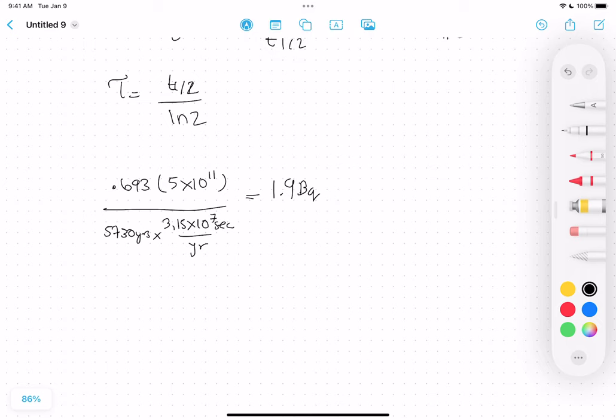Hold up, man. I want to see if there's a way around having to calculate this in seconds. Nah, I don't think so. You definitely have to convert this to seconds. Is it on the equation sheet by any chance? Do they have the number of seconds in a year? It sounds like such a ridiculous thing to have, but I don't think they do. I would highly recommend knowing how many seconds there are in a year.